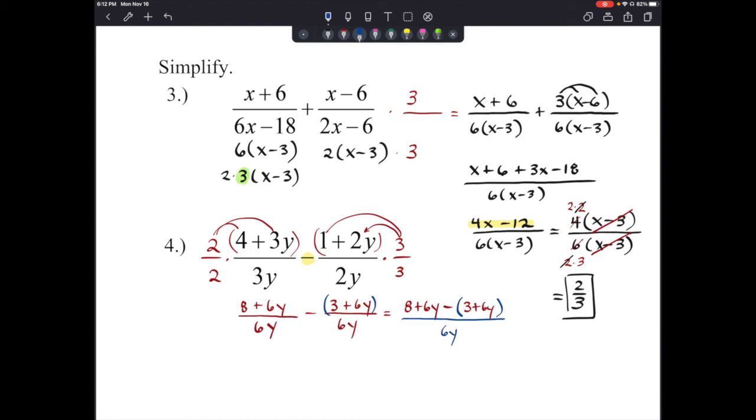And when we go through here now and we simplify the whole thing, we'll distribute this negative through. We've got 8, and then we've got plus 6y minus 3 minus 6y all over 6y. Well, on the top, this one and this one are going to cancel. And then we've got 8 minus 3 is going to be 5. And then our denominator is still 6y. So we get 5 over 6y is our answer.